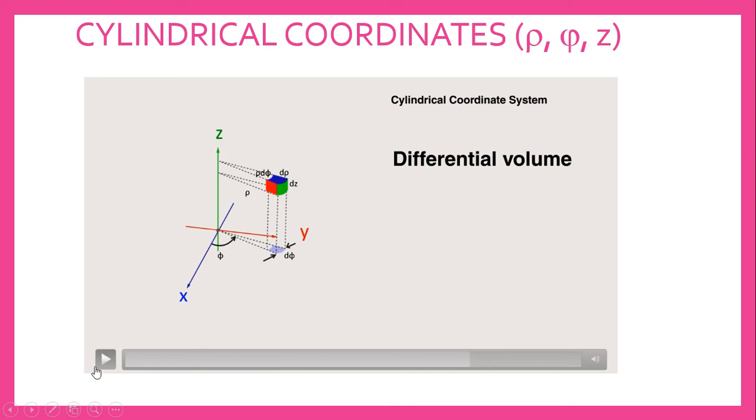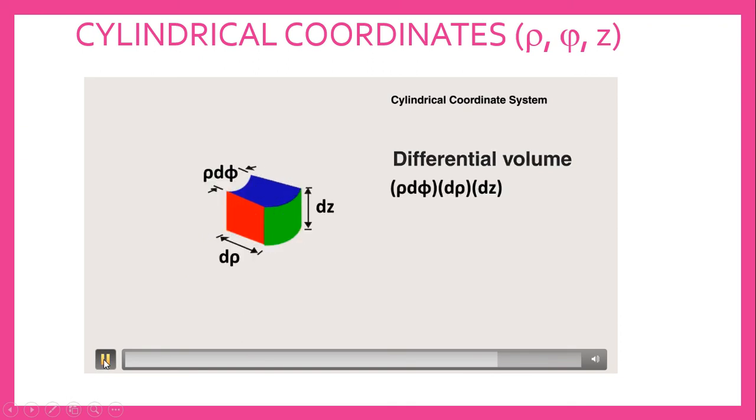So if you want the volume, just multiply all these three quantities, and you can get the differential volume: rho into d phi, d rho into dz. The product of all these three parameters will give the volume.